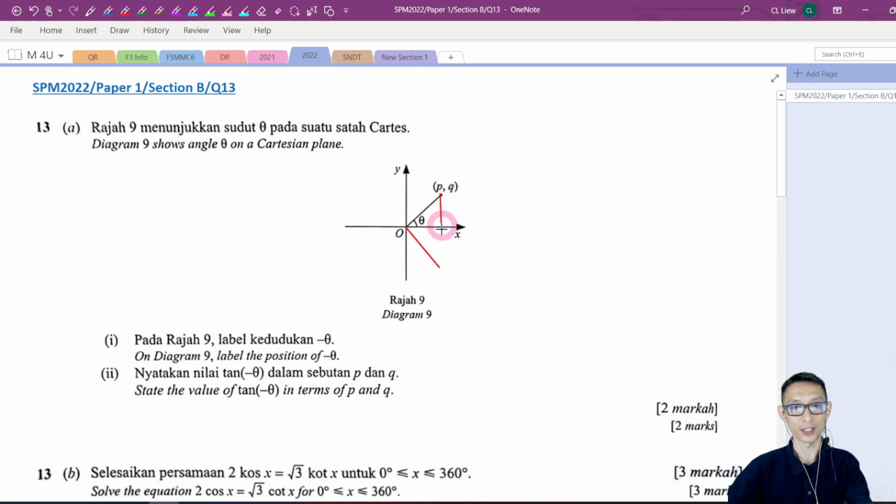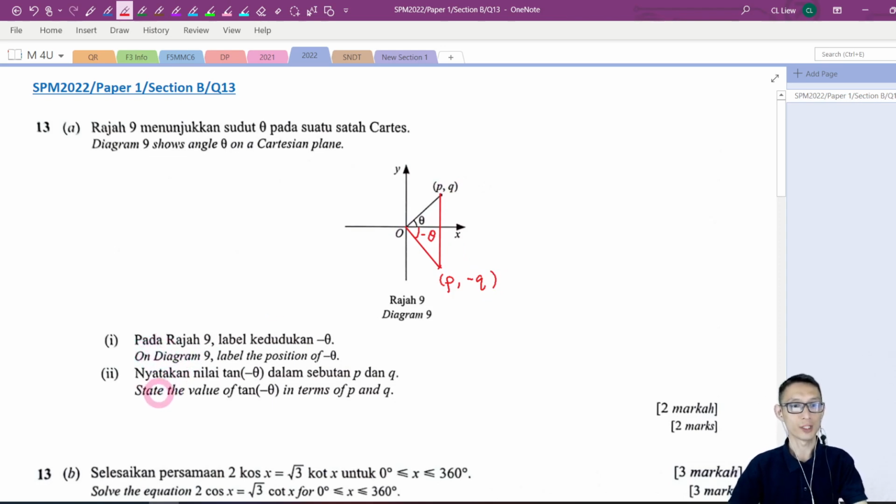Okay, let me draw a triangle to help you visualize it more clearly. So here will be negative theta. If this is P, here will still be P. But this is Q, here it is no longer Q, but negative Q. Okay, so this is the answer for part 1.